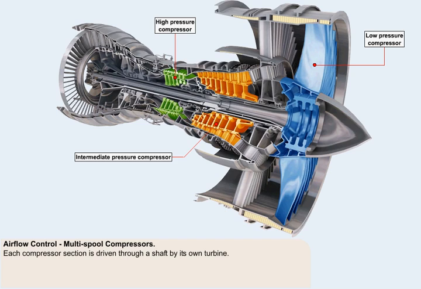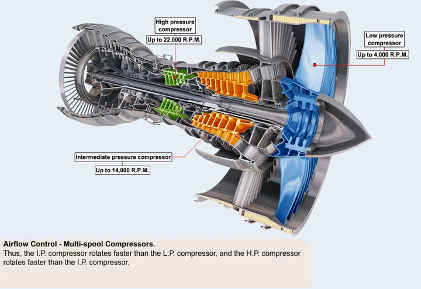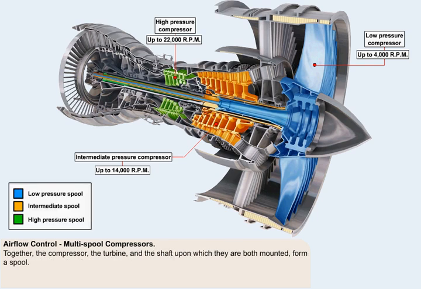Each compressor section is driven through a shaft by its own turbine. At any given power setting, the speed of rotation of the compressors increases in proportion to its pressure status. Thus, the intermediate pressure compressor rotates faster than the low pressure compressor, and the high pressure compressor rotates faster than the intermediate pressure compressor. We said earlier that together the compressor, the turbine, and the shaft upon which they are both mounted form a spool.